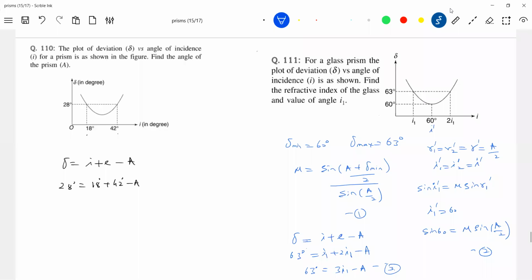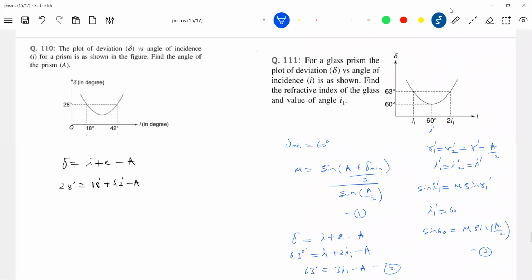Then here, minimum deviation, we know it. Okay, this is not maximum deviation. Sir, A we can find by delta equal to 2I minus A. In one step only we can find. We can use the same deviation formula, delta equal to, for A, 60 degree, no?